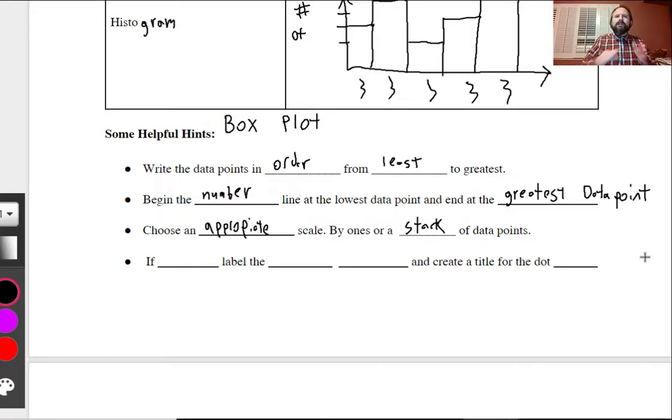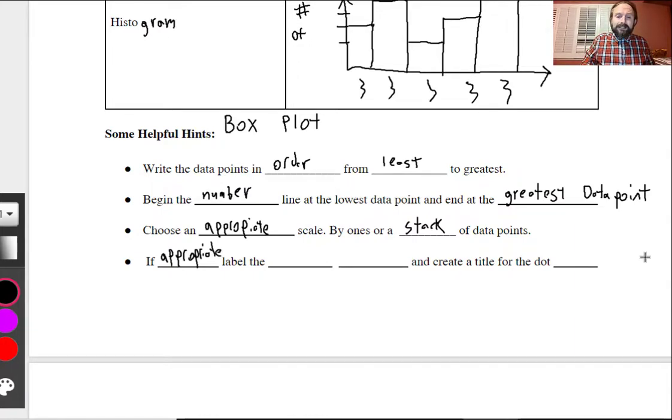Or are we going to say, hey, who scored between a 40% and a 49%? And then we take whoever scored in there and we number that up. So that's the difference between one or a stack of data points. So write this in, if appropriate. This would be very important if we're doing real world scenarios.